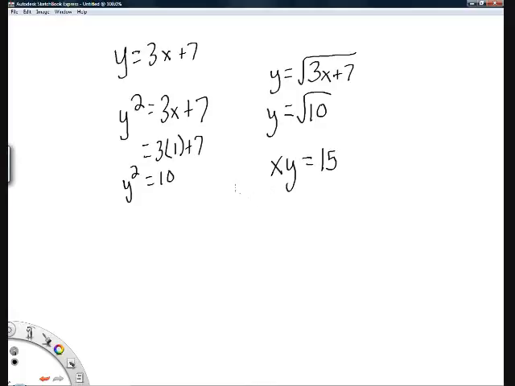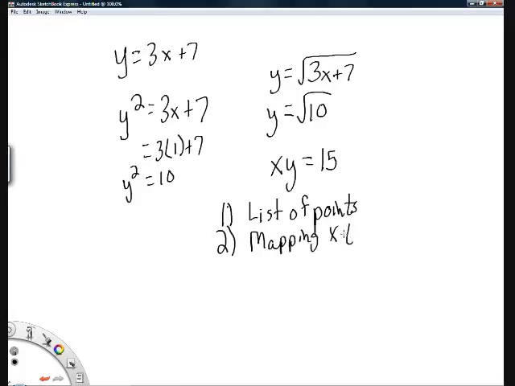Can you name them? Let's name them. 1. List of points. 2 is through mapping x to y. 3 is a graph, which is where we talked about the vertical line test. And 4 is to look at the equation.